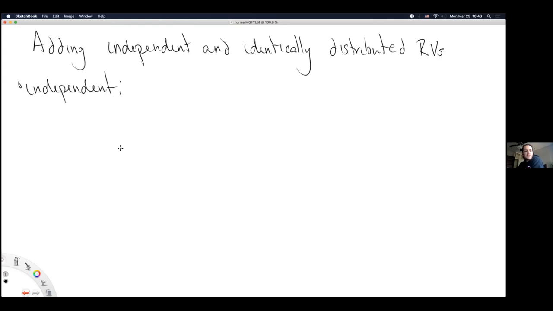Okay, we have seen a definition of independent before. We saw it in terms of probabilities, but if you recall, probabilities are just expectations. So we get things like this. Let X1 and X2 be independent.